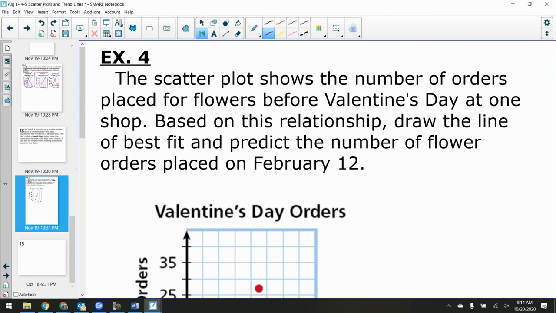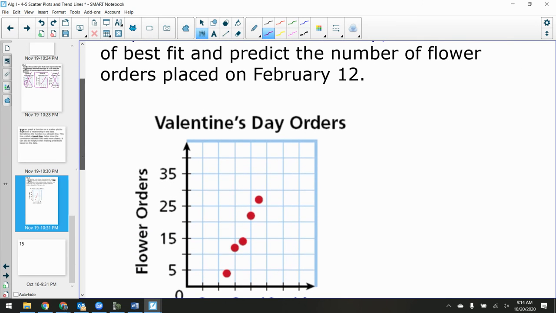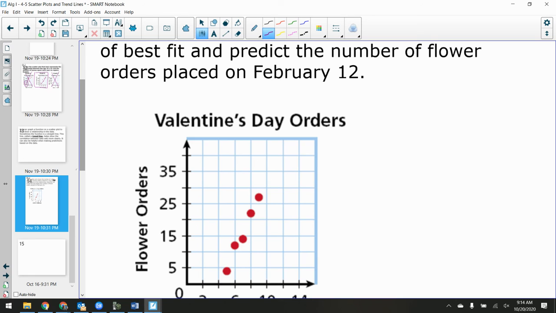So take a look here. The scatter plot shows the number of orders placed for flowers before Valentine's Day at one shop. Based on this relationship, draw the line of best fit and predict the number of flower orders placed on February 12th. So right now, go ahead and draw in a straight line that runs through most of those points. Make it extend all the way through your graph. Draw your trend line. Here in mine, I'm going to use my straight line tool. Okay, that looks pretty good to me. It goes through most of my points. I'm pretty sure it actually goes through all of them.